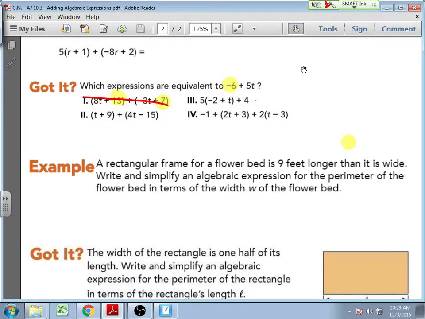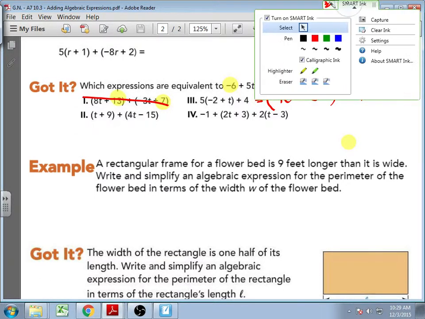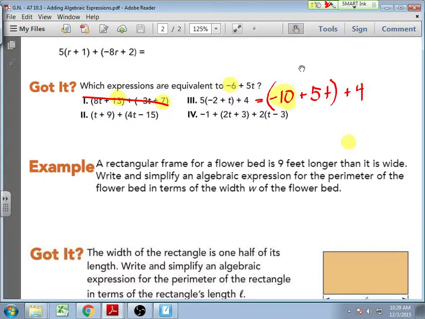Now here, we'd want to do the distribution. So 5 times negative 2 gives me negative 10, plus 5 times t gives me 5t, plus 4. So now look at your constants. We have a negative 10 and a positive 4. Will that give us negative 6? Yeah, so we'll come back to that and check the variables in a second. Down here, I have 9 and a negative 15, or a minus 15. Will that give you a negative 6? Yeah, so that one checks out.